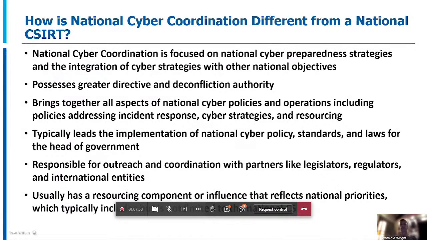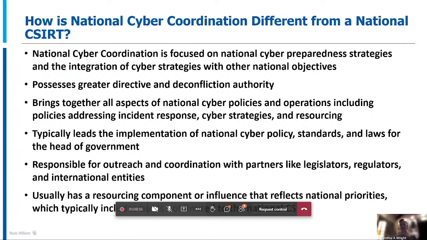They typically bring together all the aspects of national cyber policies and operations, including incident response, but also strategy, and really importantly, resourcing. And they typically lead the implementation of national cyber policy, standards, and laws for the head of the government. Many cyber coordinators are also responsible for outreach and coordination with partners like legislators, regulators, and international entities, and also in the private sector and civil sector for academia or critical infrastructure providers.